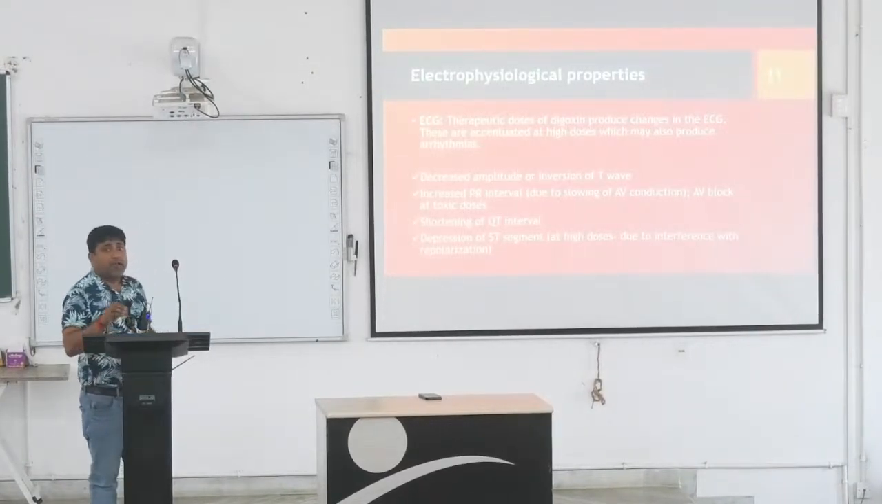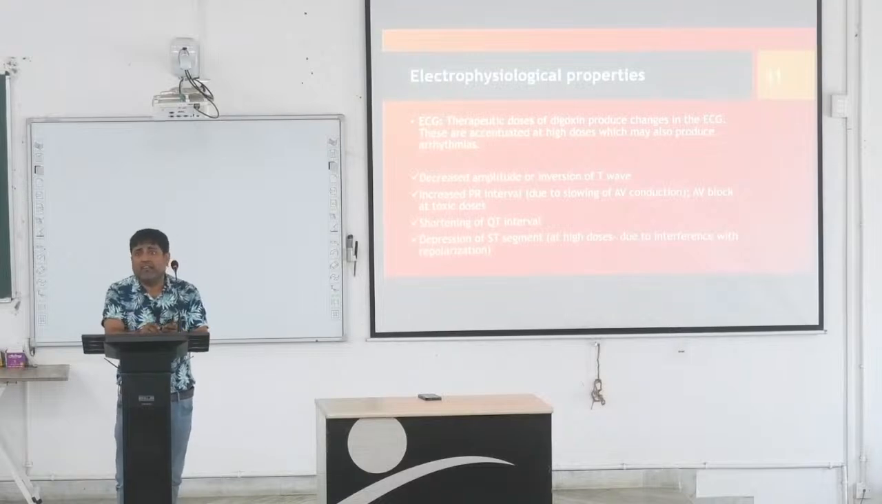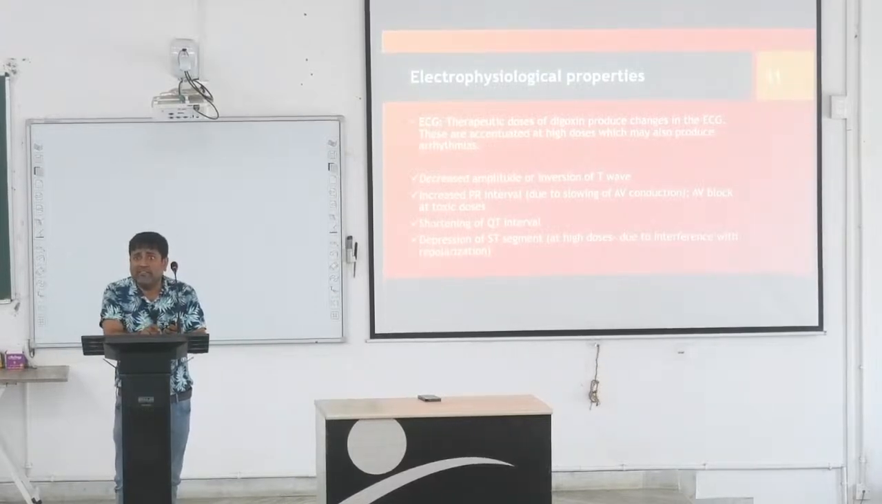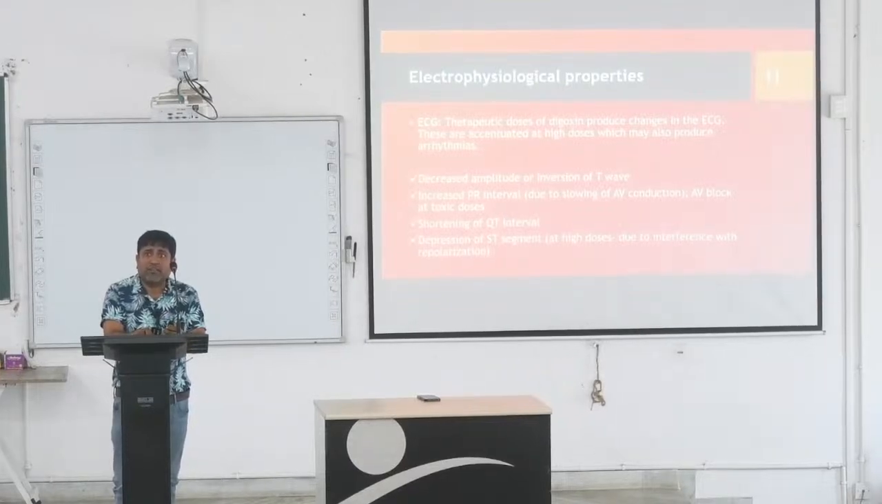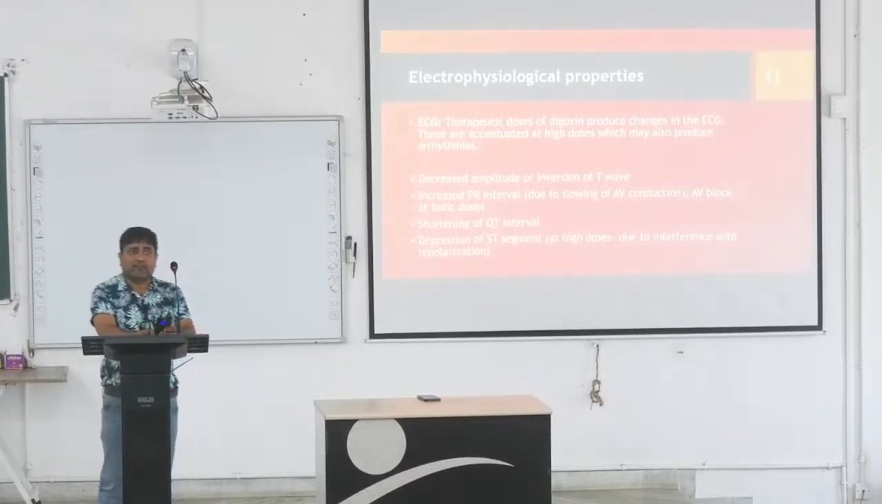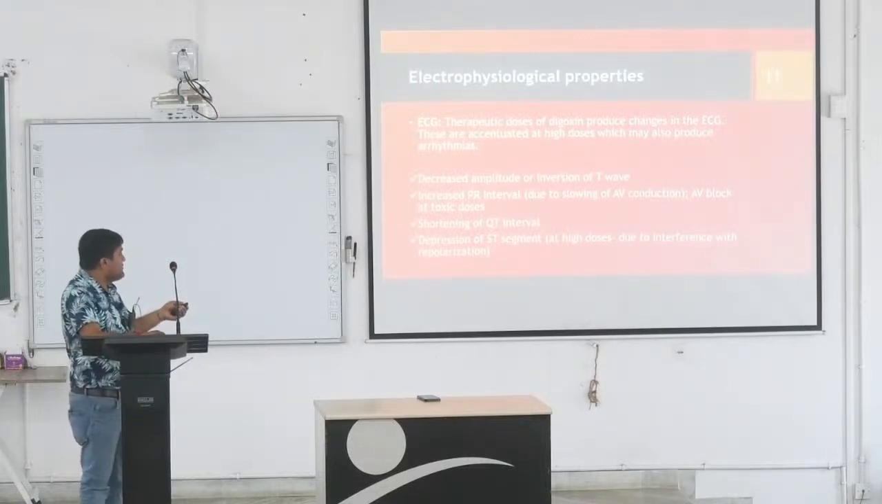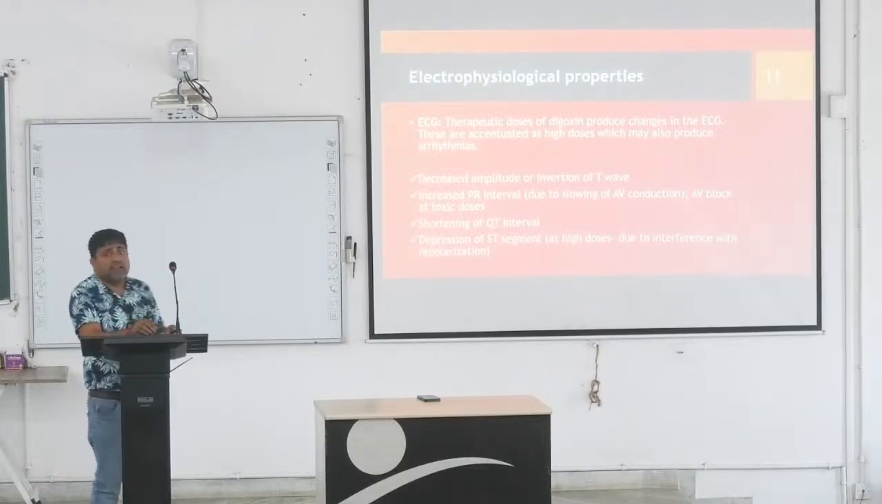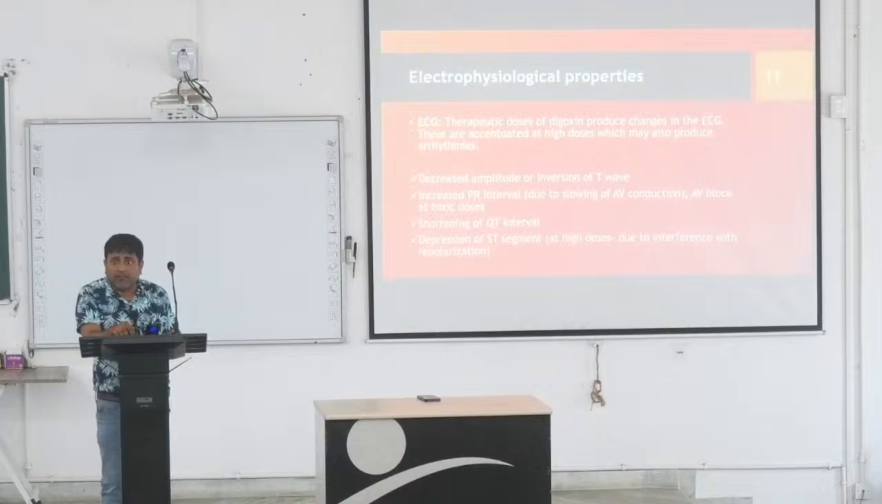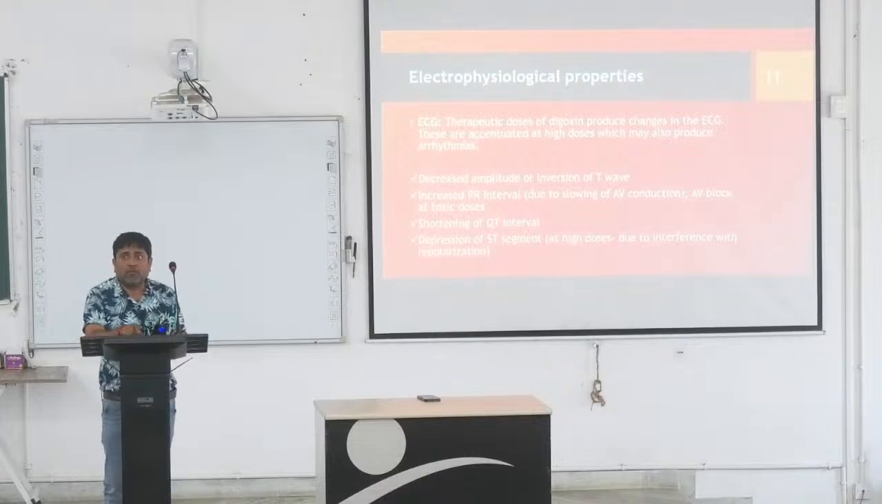ECG. Digitalis shows electrocardiographic changes even at therapeutic dose, but at toxic dose it can lead to various types of arrhythmias. The effects of digitalis on the ECG: they cause either a decrease in the amplitude of the T wave or inversion of the T wave. They increase the PR interval because of slowed AV conduction.